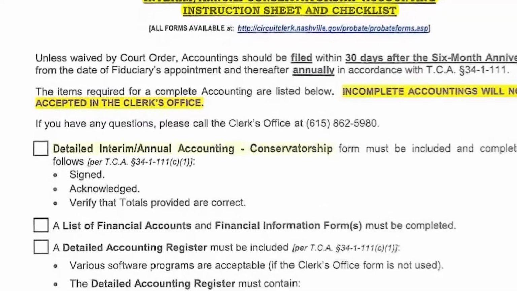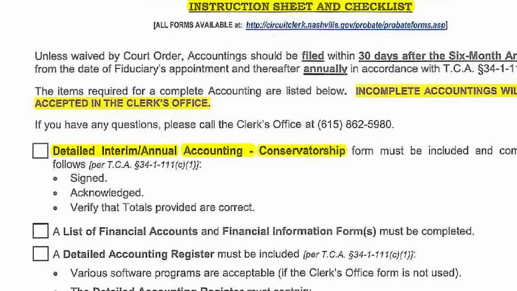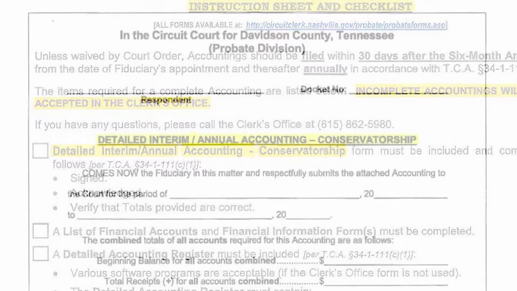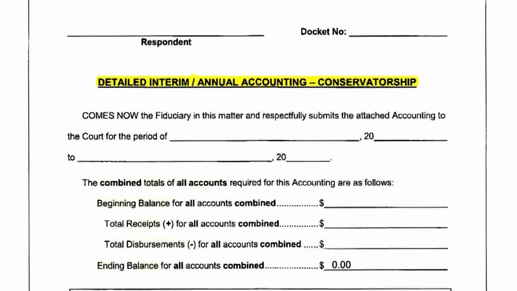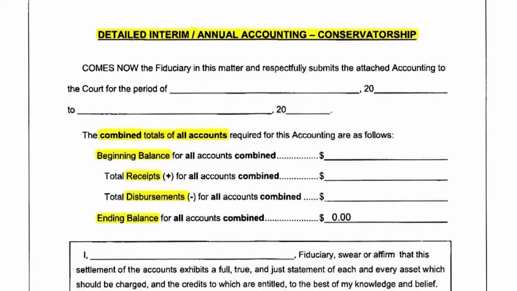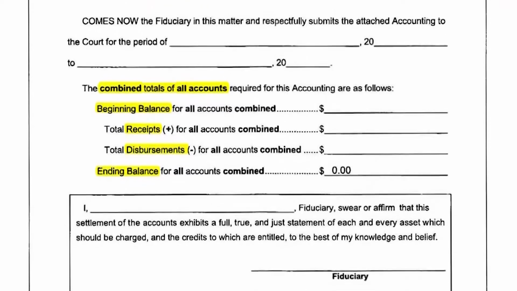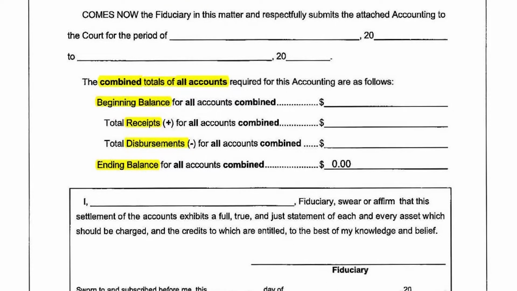The first item on the checklist refers you to the form included in the packet titled Detailed Interim Annual Accounting Conservatorship. This form should reflect the combined totals of the accounts obtained from each financial information form total. In other words, it gives a very broad overview of the respondent's assets, income, and expenditures. The conservator must verify and swear that the totals listed on this form are correct.